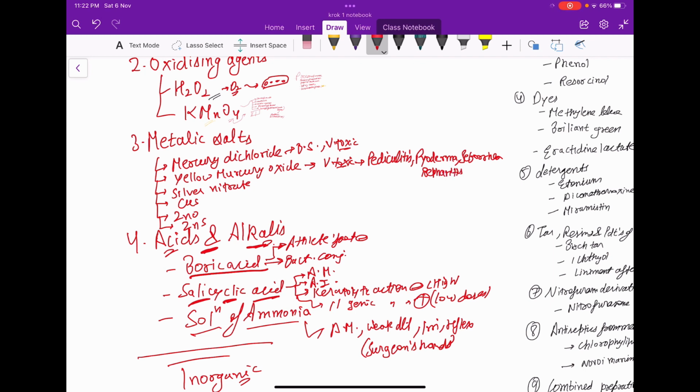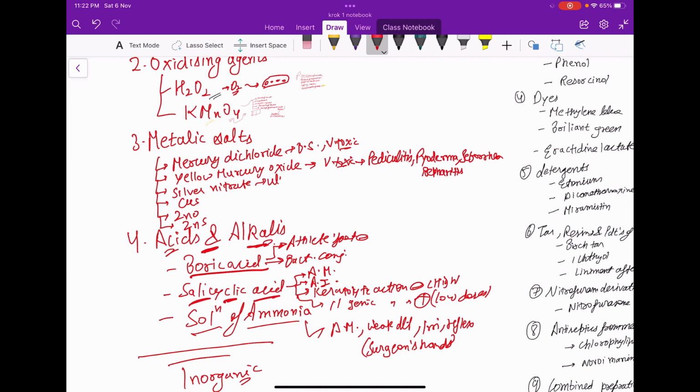The other ones, guys, are silver nitrate, copper sulfate and zinc oxide. Silver nitrate is used for the treatment of ulcers, right guys? Thereafter, erosions and granulations. Okay guys. Thereafter, it is also used for the treatment of throat, urological and gynecological diseases. So throat, uro and gyne diseases.